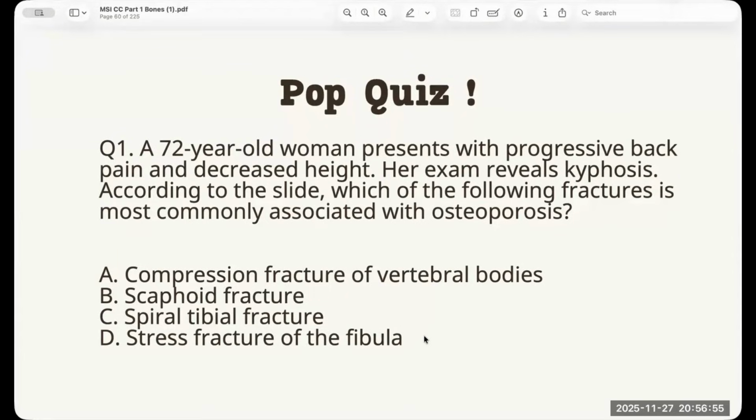Here's a pop quiz. A 72-year-old woman presents with progressive back pain and decreased height. Her exam reveals kyphosis. According to the slide, which of the following fractures is most commonly associated with osteoporosis?